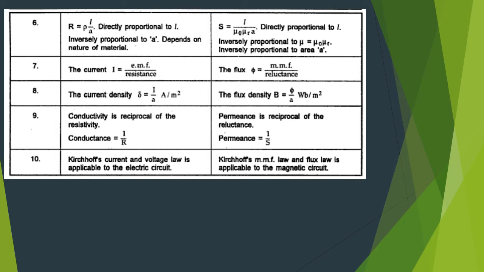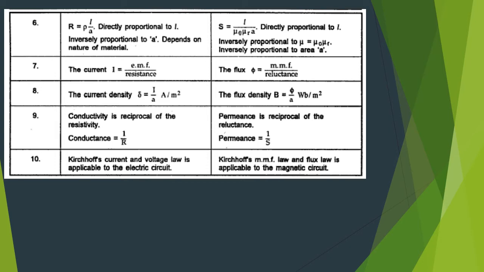In a magnetic circuit, the flux density, denoted by the letter B, is flux per unit area, which is equal to phi by A and has the unit Weber per meter square. Okay, now next one: conductivity is the reciprocal of resistivity. So conductance is mathematically the reciprocal of resistance.